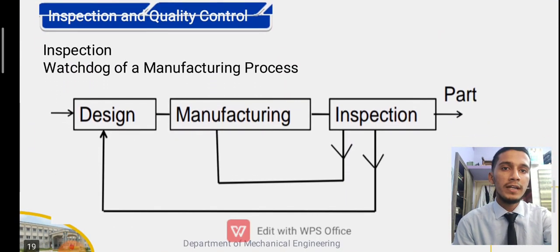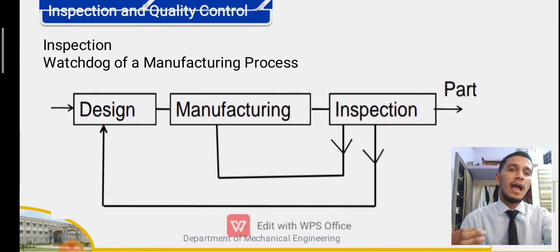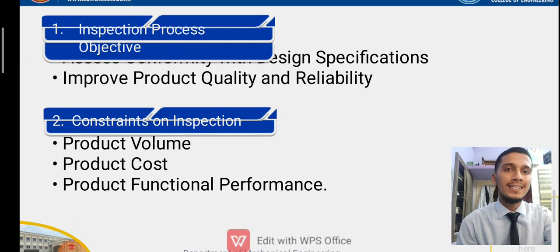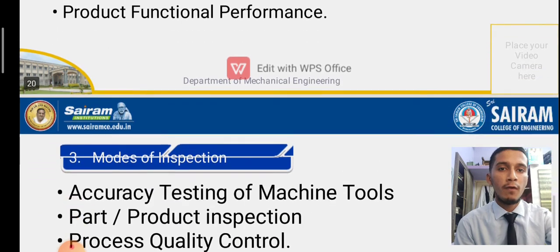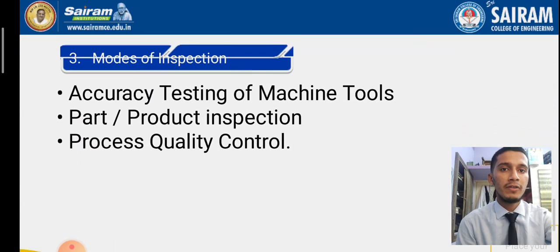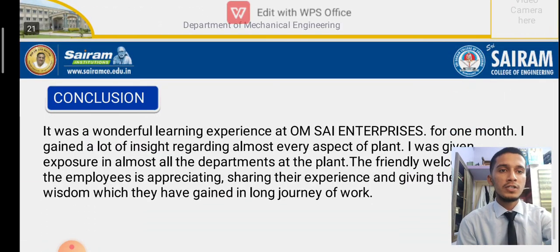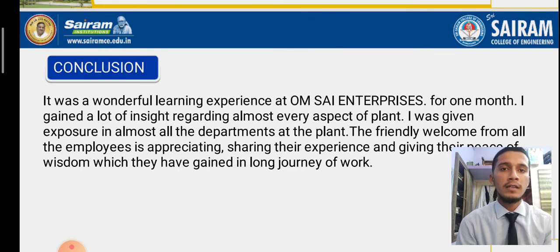Inspections and quality control. First comes design, then manufacturing, and the inspection part, and these are also linked with their cycles. Inspection process and objectives. Constraints on inspection are product volume, product cost, product functional performance, and the model of inspection, accuracy, and process. And conclusions. In conclusion, it was a wonderful learning experience at the OMSI Enterprises for one month.